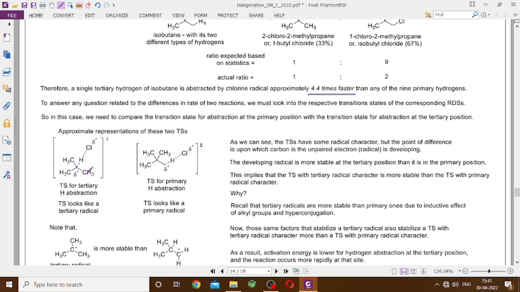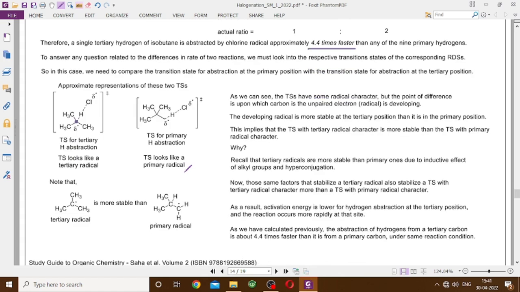radical center is appearing. For the abstraction of the tertiary hydrogen, the radical center that appears is here on the carbon, and on the tertiary carbon I should say, and for the abstraction of the primary hydrogen, the radical center appears on the primary carbon. So this transition state looks like a tertiary radical, and this transition state looks like a primary radical. We know that tertiary radical is more stable than primary radical. At least we should know that.